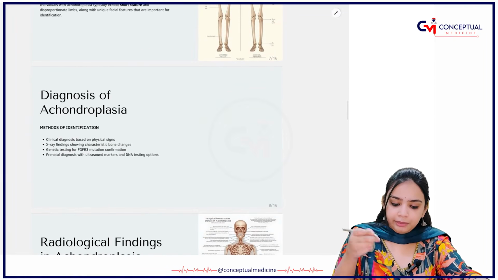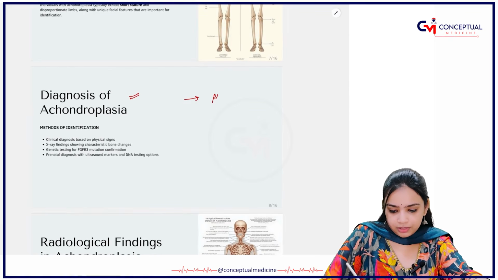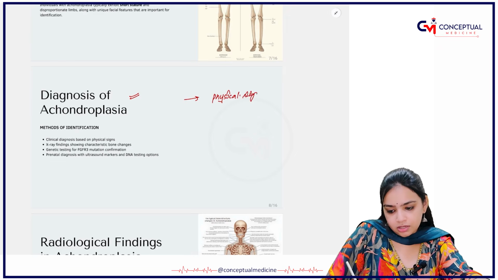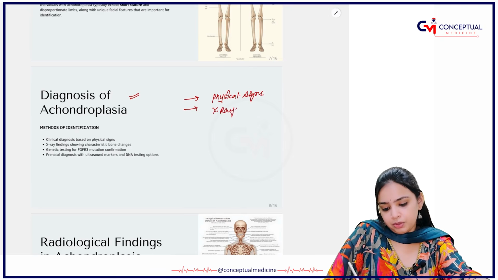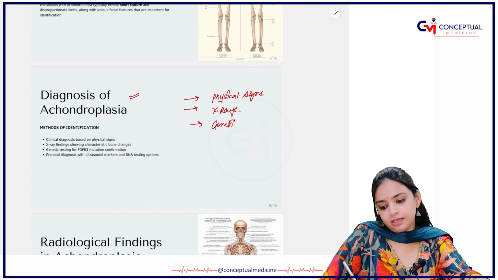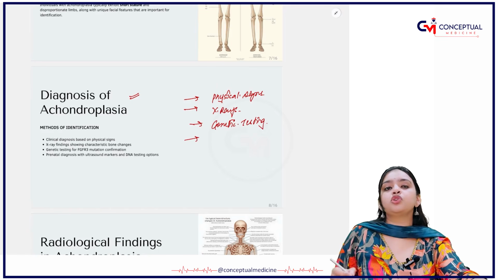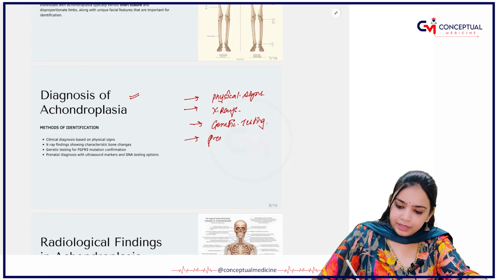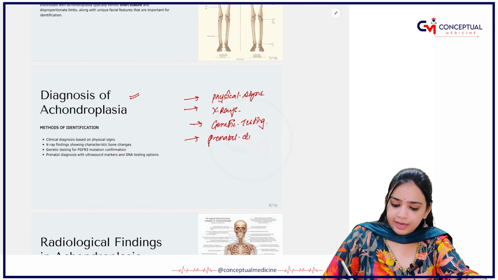Next, how will you make a diagnosis? So for the diagnosis, you have to first see the physical signs. Then what you can do, you have to do the X-ray. Then you have to do the genetic testing. And also, you can prevent this disease by doing a prenatal diagnosis.